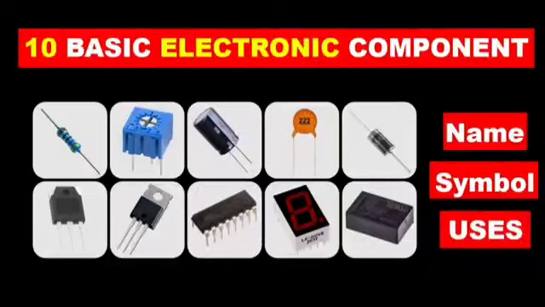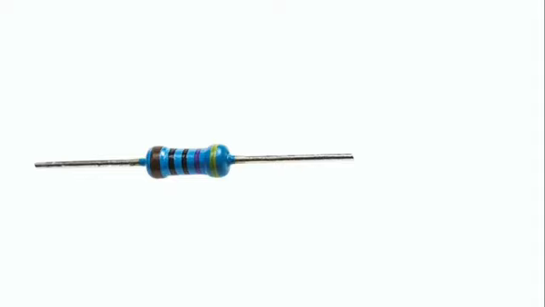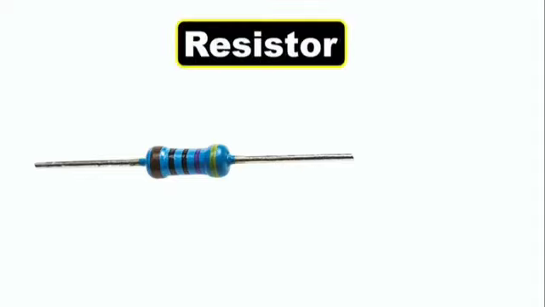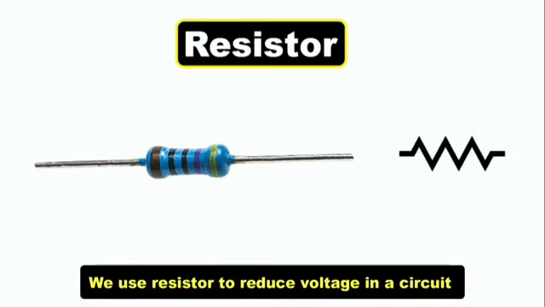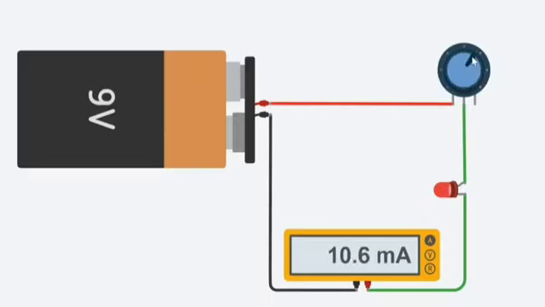We are going to learn about 10 basic components of electronics. Let us see the first component. We call this a resistor. The symbol of a resistor is like this. We use a resistor to reduce voltage in a circuit and also to reduce current in a circuit.